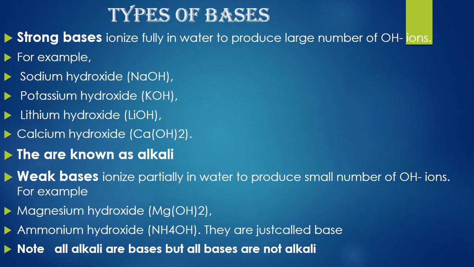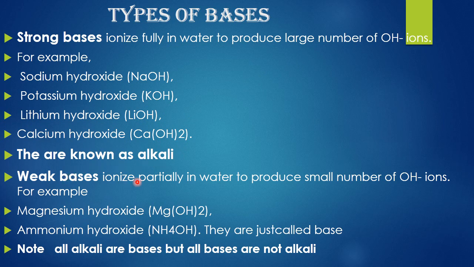Now bases are also of two types. Strong bases ionize completely in water to produce a large number of OH ions. Examples: sodium hydroxide, NaOH, potassium hydroxide, lithium hydroxide, calcium hydroxide. All these strong bases are also known as alkalis, right? So all bases that produce a large number of OH ions are known as alkalis.